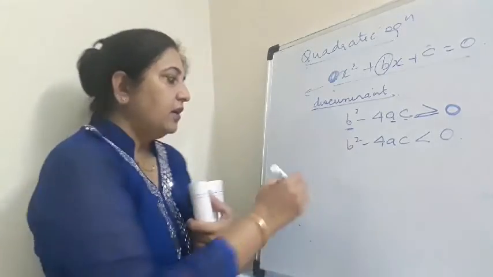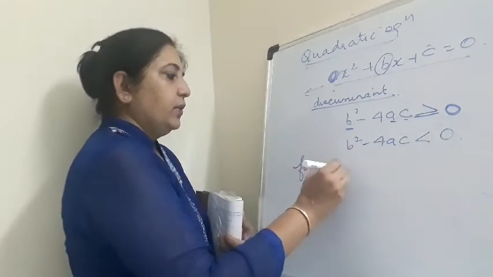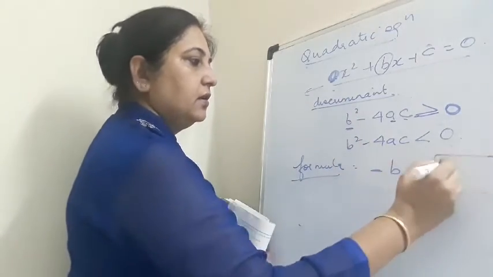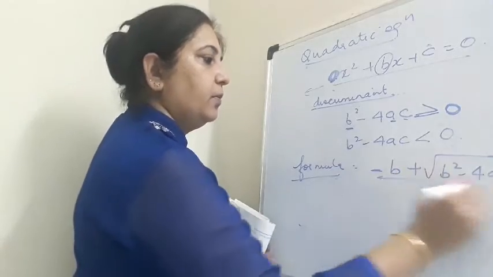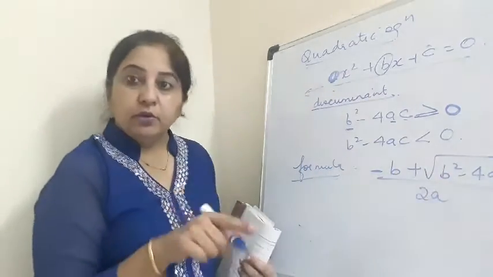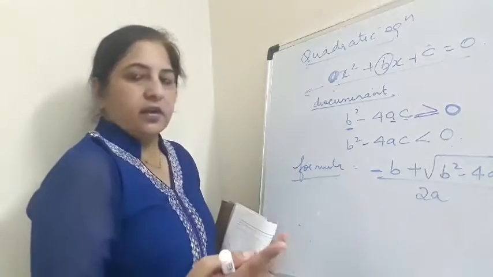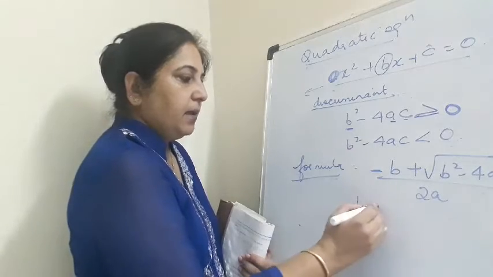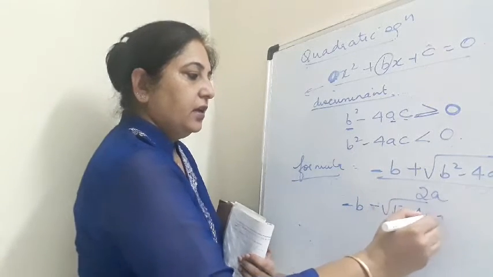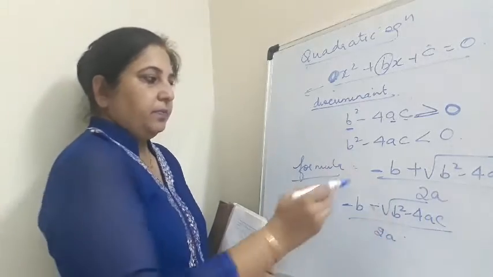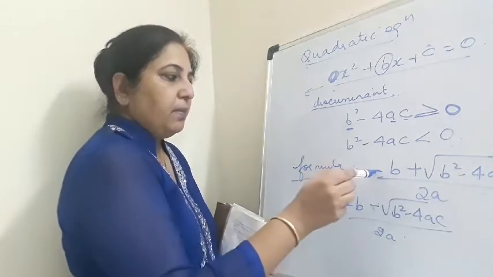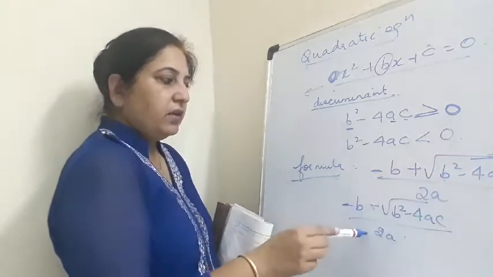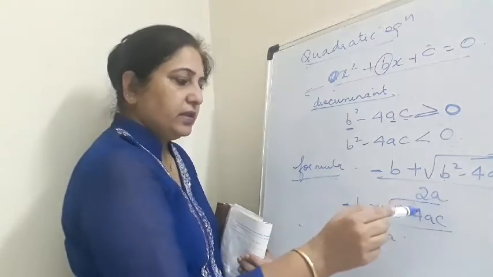Now the formula for calculating the roots of the equation is (−b + √(b² − 4ac)) upon 2a. This is for one root. There will be two roots of the quadratic equation, as I told you before. For the second root you will write (−b − √(b² − 4ac)) upon 2a. That means in the first one it will be minus b plus root of b² − 4ac upon 2a, and in the second one it will be minus b minus root of b² − 4ac upon 2a.